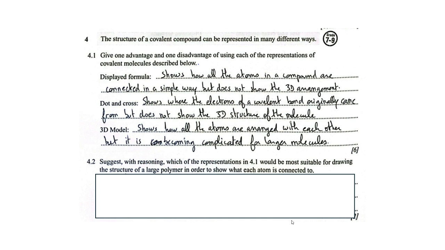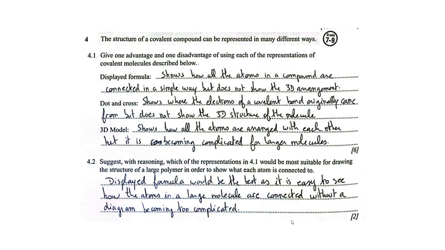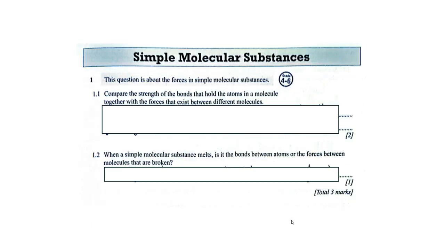Suggest with reasoning which of the representations in 4.1 would be most suitable for drawing the structure of a large polymer in order to show what each atom is connected to. The displayed formula would probably be the best, as it's easy to see how the atoms in a large molecule are connected without a diagram becoming too complicated. So you're going to draw a single line to show the covalent bond between the atoms. That's the displayed formula.